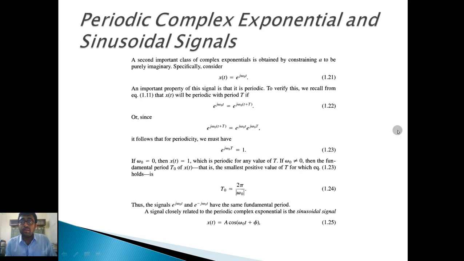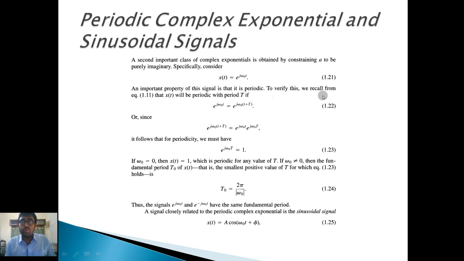Now, if we take a close look at x of t equal to e to the power j omega 0 t, an important property of this signal is that it is periodic. How can we understand it through a mathematical process? We want to understand that.